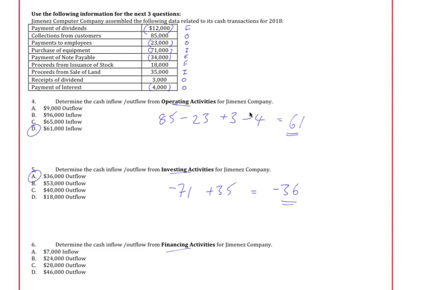And then question 6, the financing cash flows. There's a less 12,000 payment of dividends. There's the less 34 cash outflow for repayment of the note payable. There's the plus 18,000, the cash inflow from the proceeds of sale of stock. So if we do that, that comes to a net outflow of 28,000. So the answer is C.